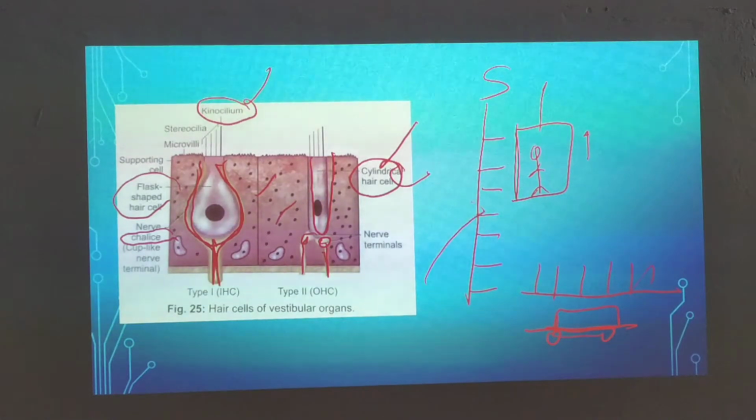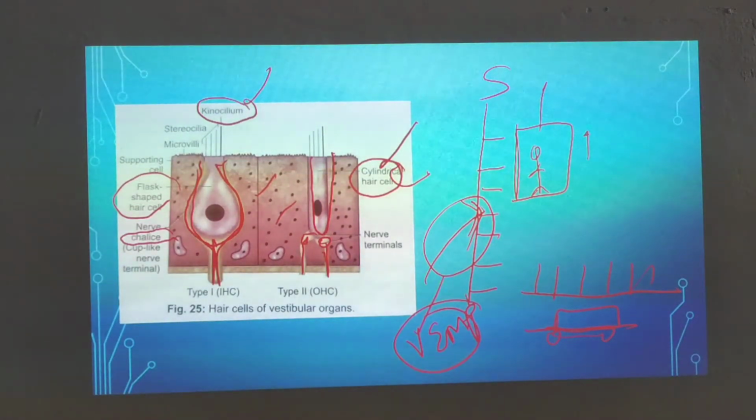And saccule also helps for listening to some sounds, and it is helpful for one investigation called VEMP, vestibular evoked myogenic potential. That is very important. They might be asking you sometimes. Okay, that will be testing the saccule. That you should be keeping in mind.